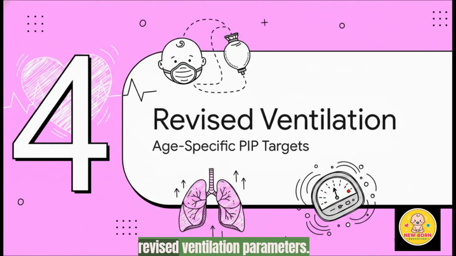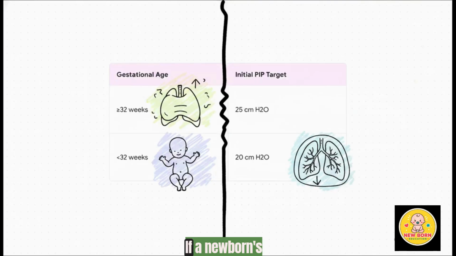Okay, Section 4, Revised Ventilation Parameters. Let's talk age-specific targets. If a newborn's heart rate stays under 100, or they're apneic, and you need to start positive pressure ventilation, peak inflation pressure, or PIP, is now strictly separated by gestational age. We used to just start at 20 to 25 centimeters of water across the board. Not anymore. Now there's a hard division.